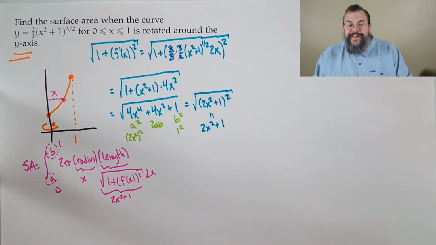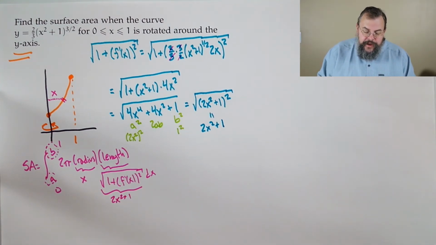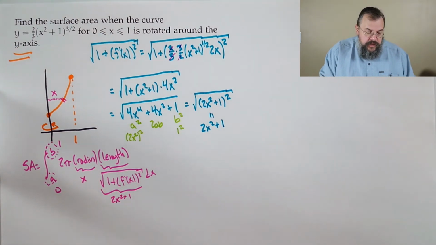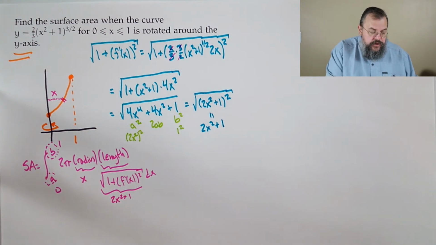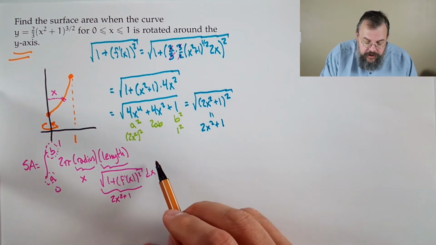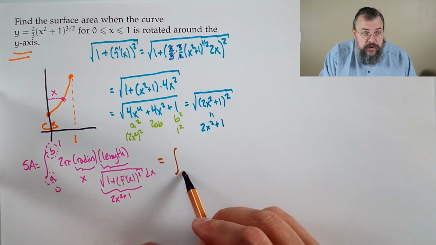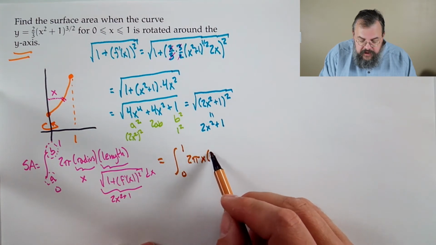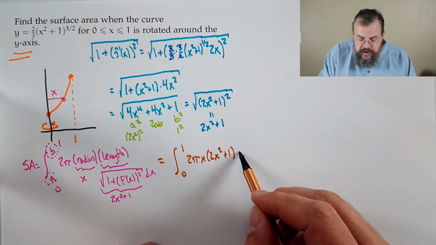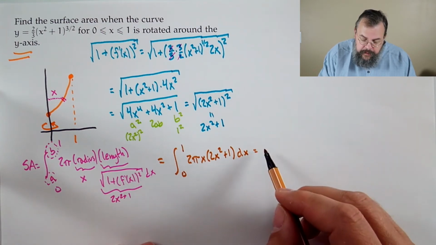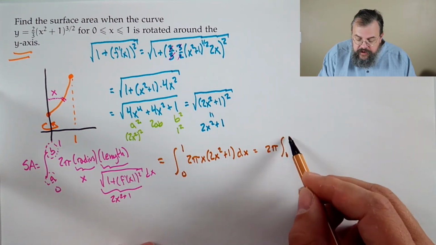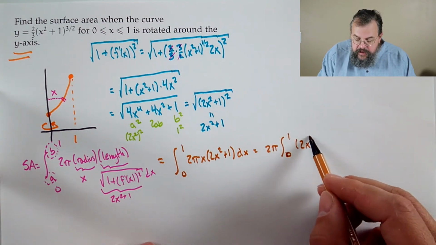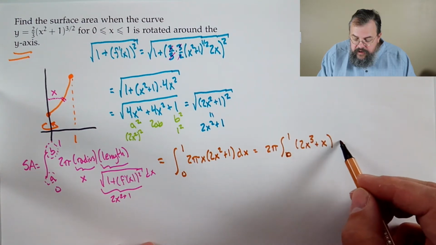Good. So let's update. What do we have? Let me switch colors since we're now on a new line of thought. Putting everything together, our surface area becomes the integral from 0 to 1 of 2 pi x times 2x squared plus 1 dx. Well, 2 pi can come out, integral 0 to 1, and then you can multiply the x through. So that's 2x cubed plus x dx.